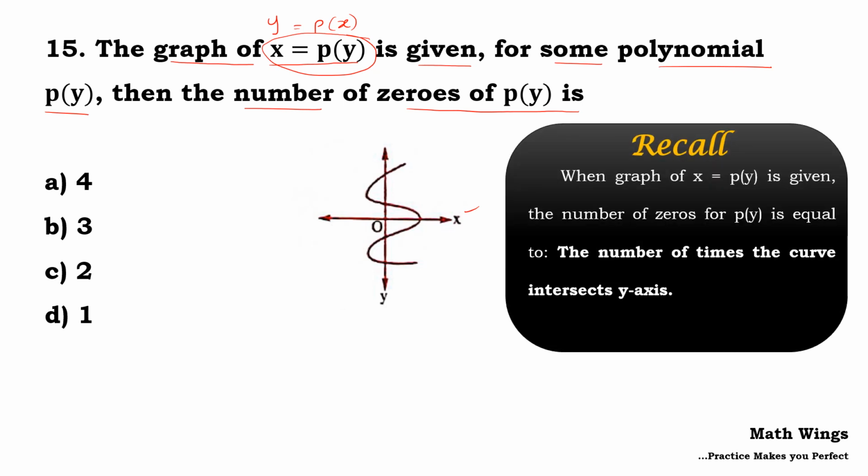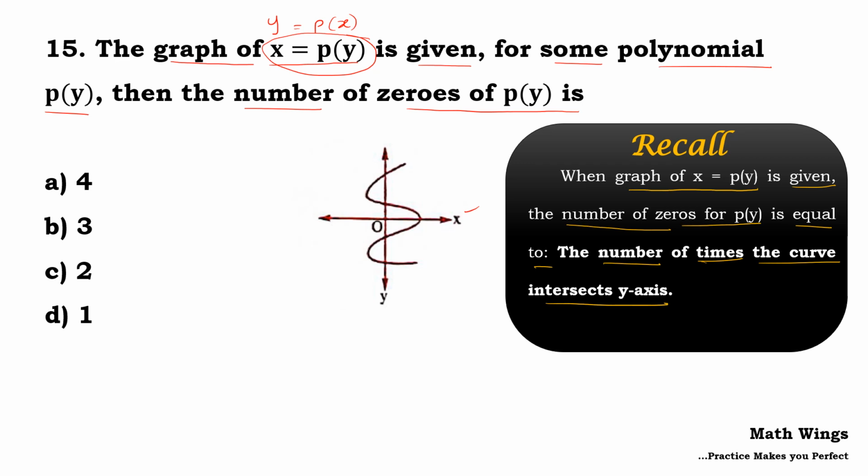See here, when a graph of x is equal to p of y is given, then the number of zeros of p of y is equal to the number of times the curve intersects the y-axis. So let us see where the curve intersects the y-axis and how many times it is intersecting, and based on that we can choose the answer here.